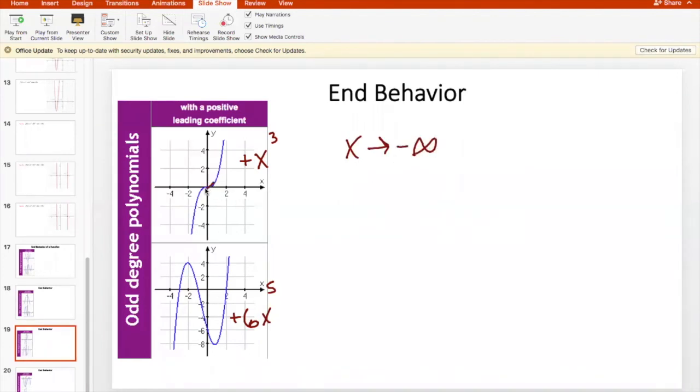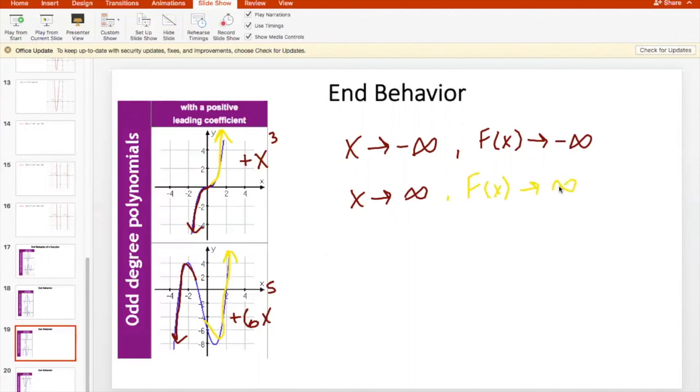It's positive, positive. So what's going to happen here is as x approaches negative infinity, which means you're looking towards the left, follow your graph to the left, it's going to pitch down. Follow this one to the left, it pitches down. So that means your function values approach negative infinity. But as x approaches positive infinity, meaning that you're looking to the right, as you move to the right, it goes up forever. So you're going to say that f of x approaches positive infinity.